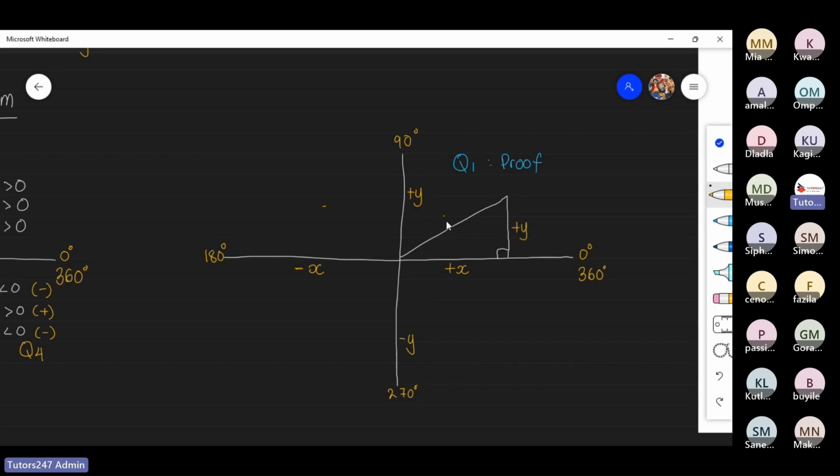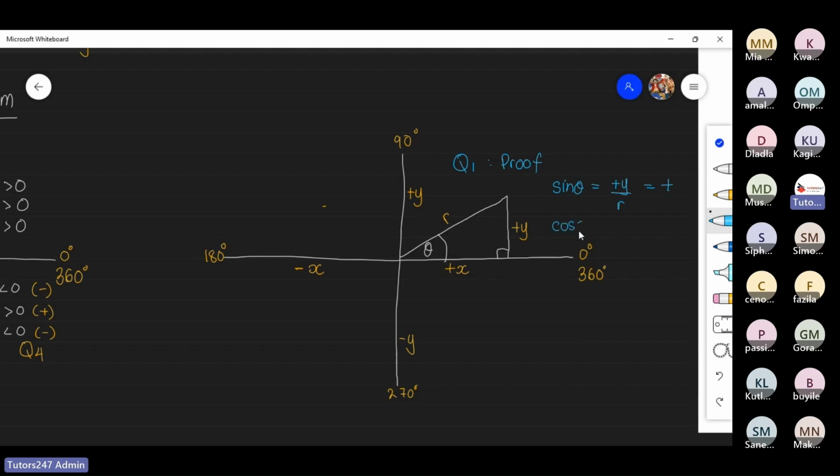And always remember that your hypotenuse is always positive. You can't have a negative hypotenuse, okay? Now, let's make our angle theta over here. So if we were to prove sine theta, sine theta is going to be opposite, which is positive y, over hypotenuse, which is r. As you can see, you get a positive value from that. If you take a positive value divided by another positive value, you will end up with a positive answer.